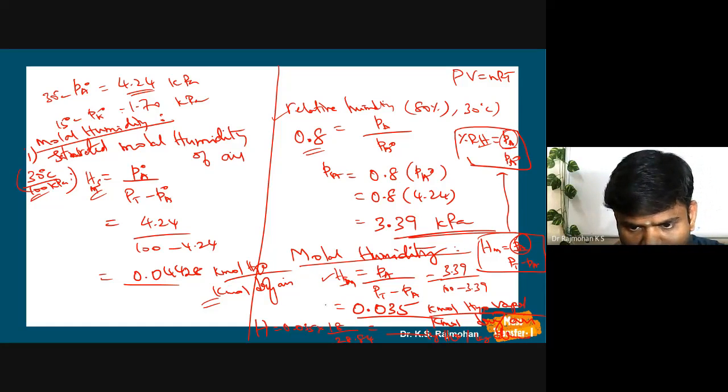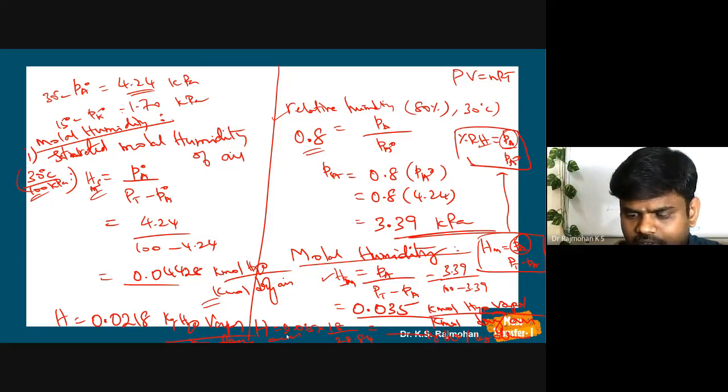So this is equivalent to this. If we want absolute humidity, we have H equal to 0.0218 kg of water vapor per kg of dry air. So that is important. In future we are going to make use of it, that's why we are doing it here.